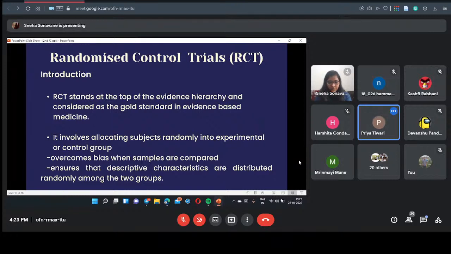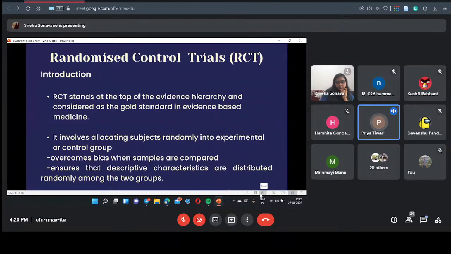Hello. So RCTs are the experimental or interventional studies. It is a study design in which the subjects are divided into two groups: one is the experimental group and the other is the control group. So why is it done? I'll tell you subsequently. But first of all, let us learn where the RCT stands on an evidence pyramid.